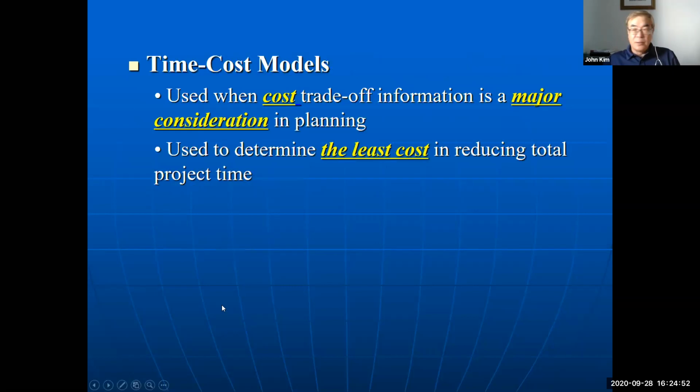Okay, next slide. This one is not in your lecture notes, but I just want to show you what it is. Time cost model. Earlier, types of critical path method: if we have time and cost information, then we can use time cost models or PERT. So using the time and cost model, find the least cost project time.